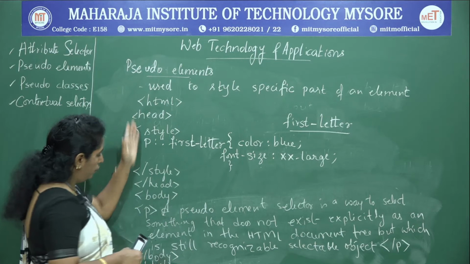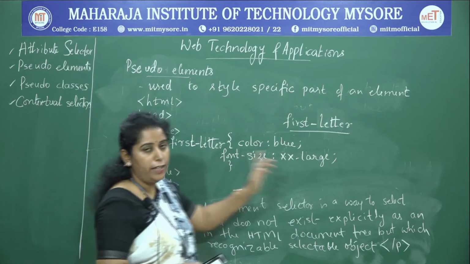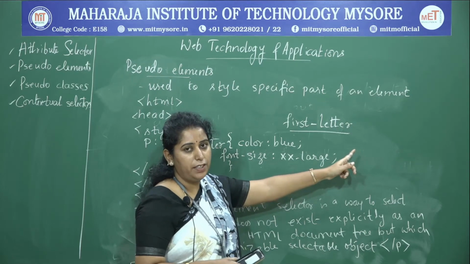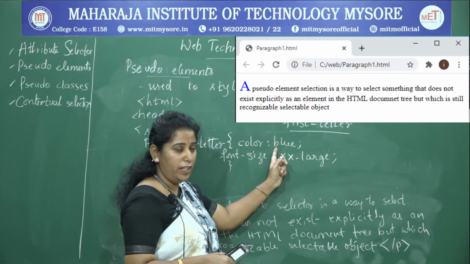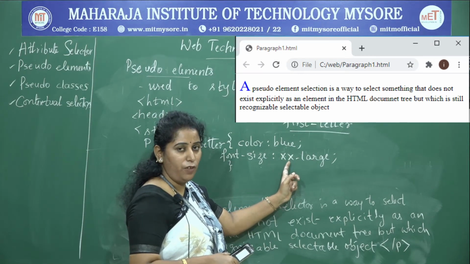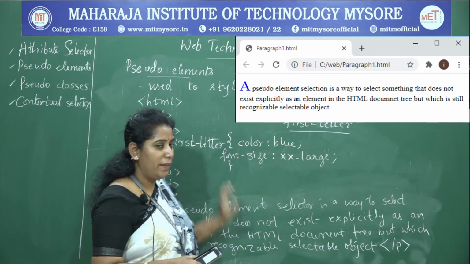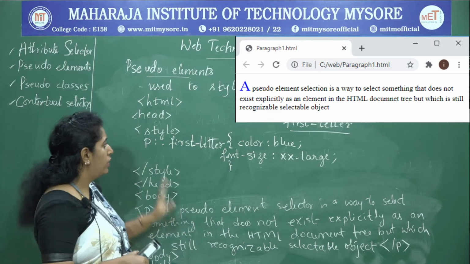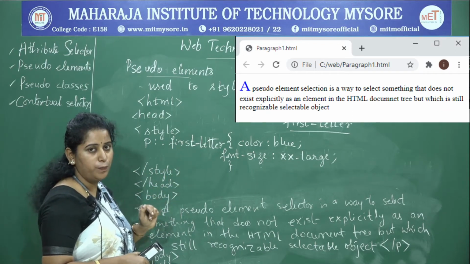Now, for the same content, let me run the program. You can look into the output. What has happened here? Only the first letter has been changed to blue color and it is in a larger font size, and the remaining contents of the paragraph remain as they are. So this is what the pseudo element first-letter is used for.